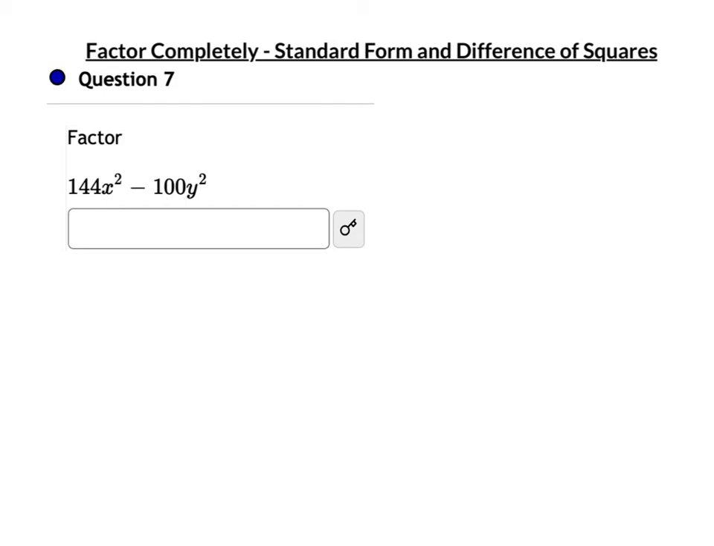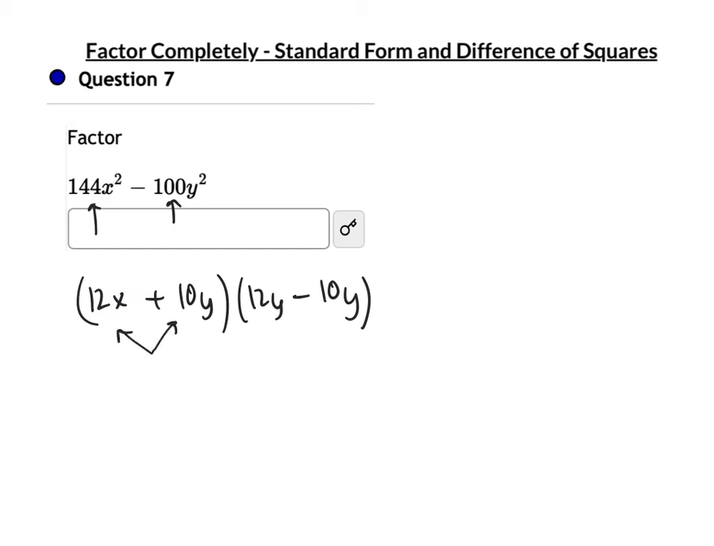Question 7. You might be tempted to factor it just as it is, because both of these are perfect squares. You might say, hey, it's 12x plus 10y times 12x minus 10y. Well, the thing is, you haven't really factored it completely if there's still common factors in each parentheses. Do you see how 12 and 10 both have a 2 in them? And that happens here. 12 and 10 both have a 2. That tells you missed a GCF. At the very least, a GCF of 2 times 2, which is 4.